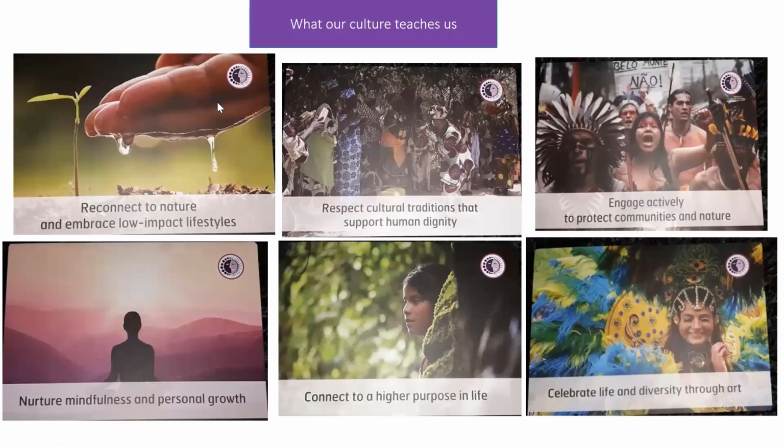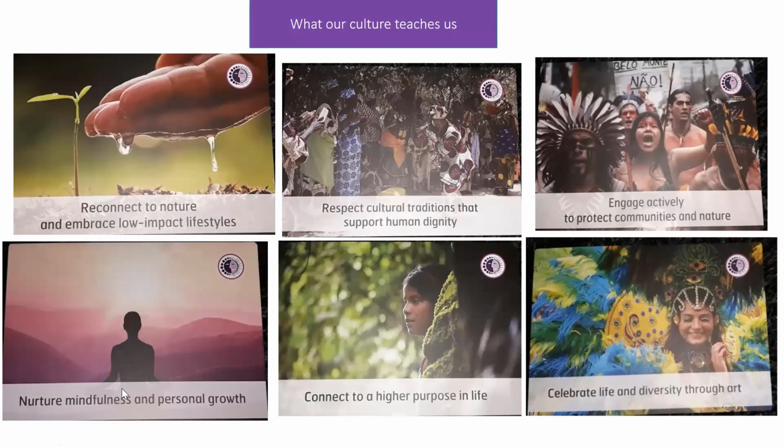The next one is for culture. How can I in my culture learn, and in my neighborhood have these places and opportunities to reconnect with nature? And also, how do I practice a low impact lifestyle in my house and in my neighborhood? How do I keep my cultural traditions in place? How do we engage actively to protect nature together and protect our identity as a community?